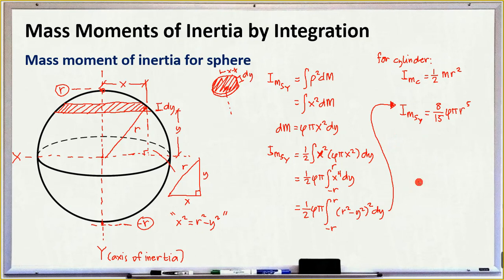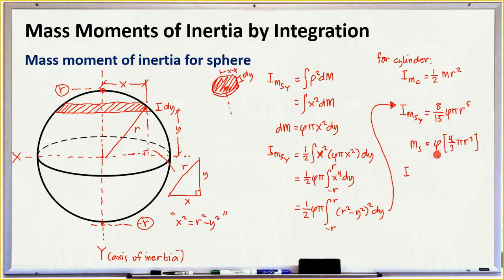Now, most of the formulas that we have just derived have mass as one of its variables. So here, we are going to come up with a formula that contains the mass of the sphere. So the mass of a sphere is equal to the density times the volume of the sphere. And we know that the volume of the sphere is 4/3 pi r cubed.